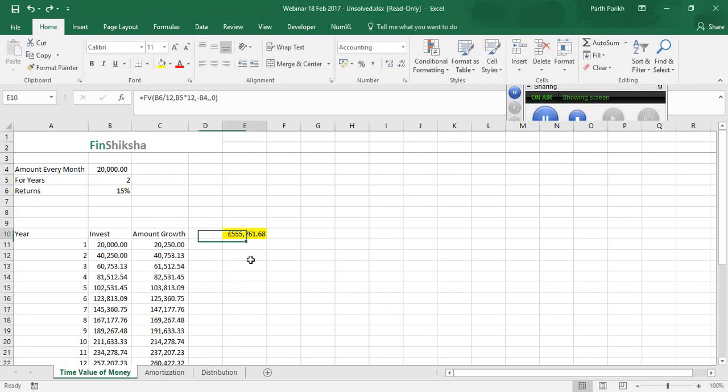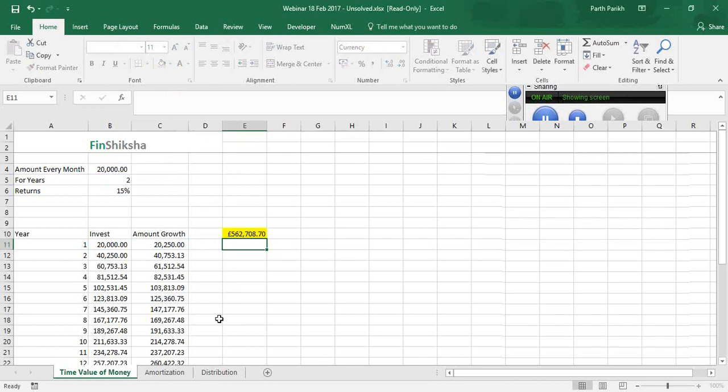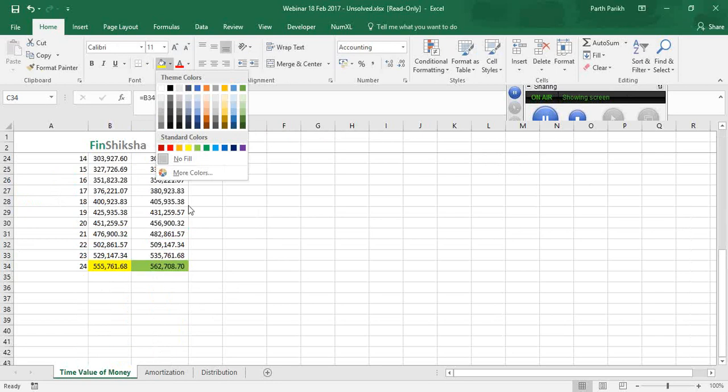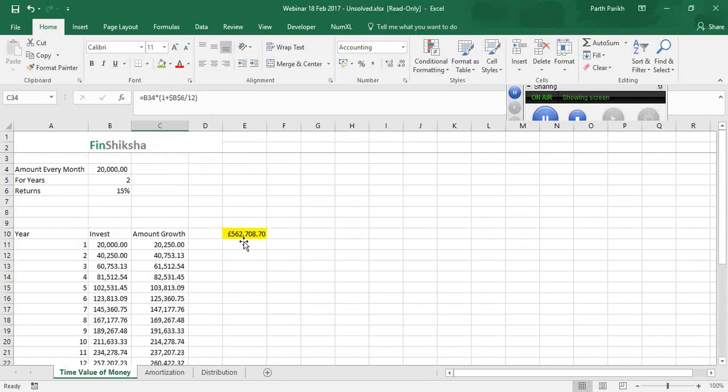Fair enough. What if I put 1 instead of 0? So if I put 1, my answer is the same as 5.62 lakhs, which is at the start of the period. So whatever we have calculated over here, we have considered that my investment will happen at the start of the month and not at the end of the month. So that's the difference between putting 0 and putting 1. 0 means I am putting my investment at the end of the month.